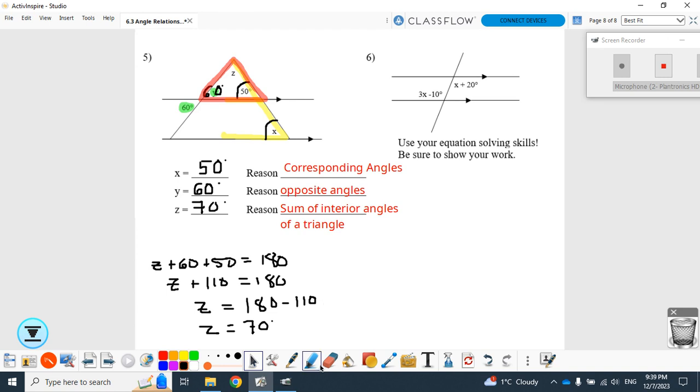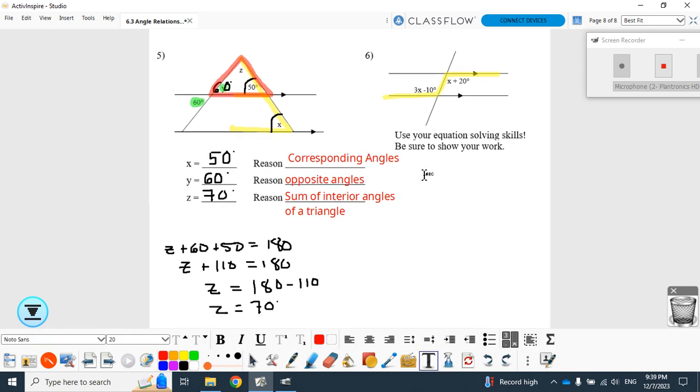All right, on to the very last one here. This one is tricky. I like it, not like I'm going to put it on a test, but because it really makes you think and use some equation solving skills. You might notice that the Z pattern tells us that this angle of x plus 20 is equal to this angle of 3x minus 10. They are, in fact, equal to one another.